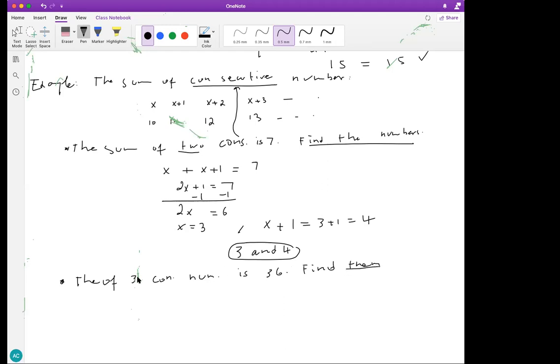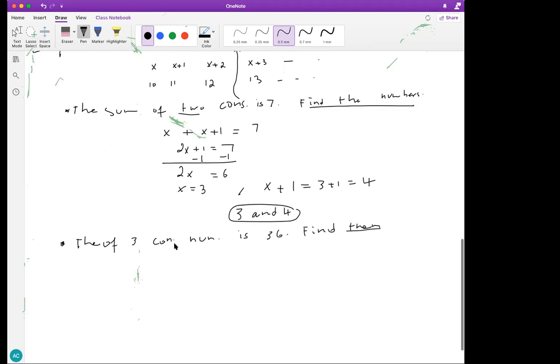Find them. So three consecutive numbers here. We want to find all of those numbers. It's not as easy as the previous example when we had only two numbers. It may take you a while to figure out those numbers, but luckily we can do this easily using first degree equations. It doesn't matter how many numbers you're looking for, or what the sum is. We can easily do this by turning this into an equation.